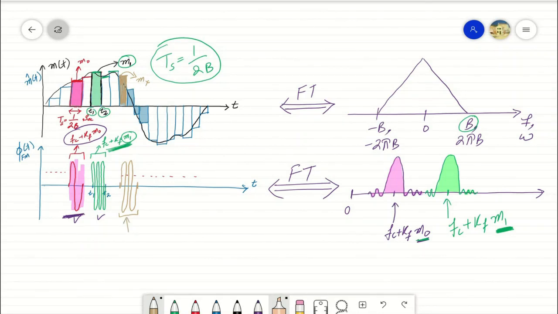The instantaneous frequency, or the frequency being generated for the carrier signal for this block, will be equal to fc plus kf, the scaling constant, multiplied by the amplitude of the information signal for this time span. Therefore, the Fourier transform of this sinusoid, which is of limited duration, will be a sinc function centered at some other frequency, that is fc plus kf into mx. As we move along the time, we are experiencing a shift in amplitude. We have a different amplitude at different time instances, which defines the information signal.